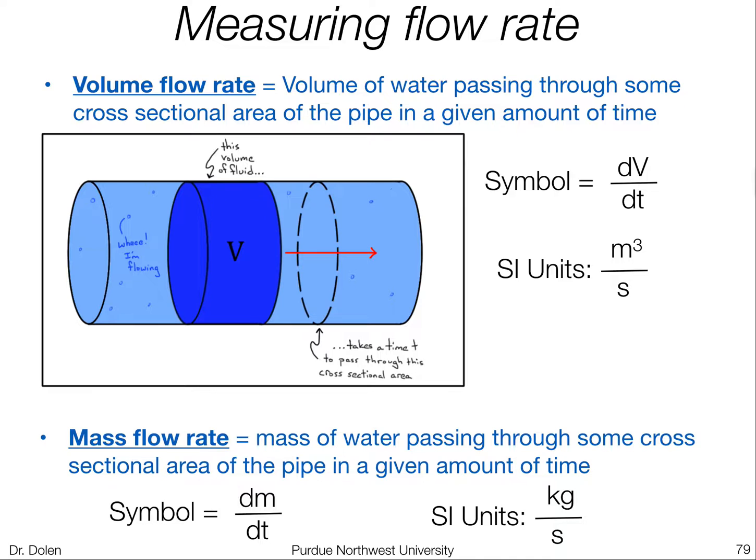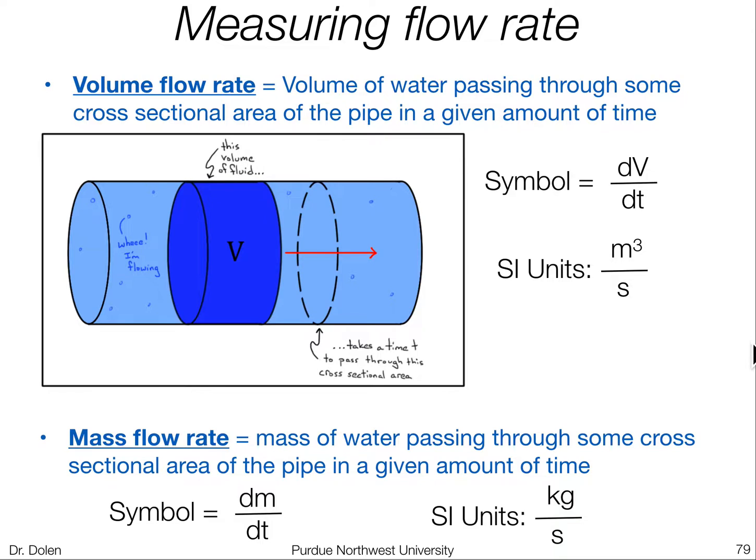And so the SI unit for volume is meters cubed, right? The SI unit for time is seconds, so our unit for volume flow rate is meters cubed per second. But you will likely see in problems other units such as liters per second or gallons per second, etc.